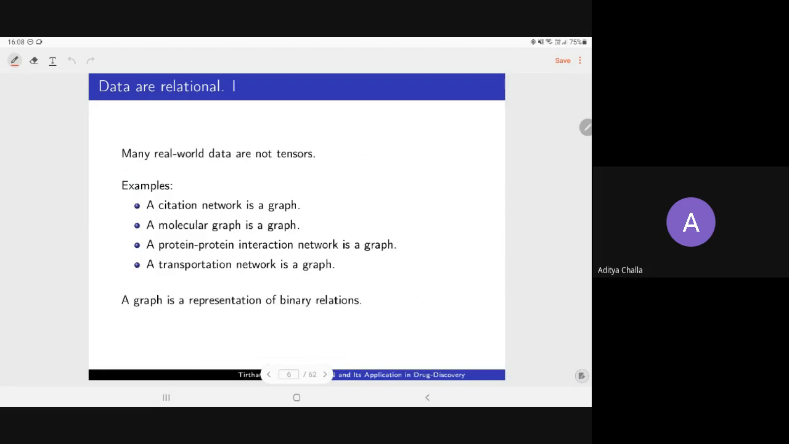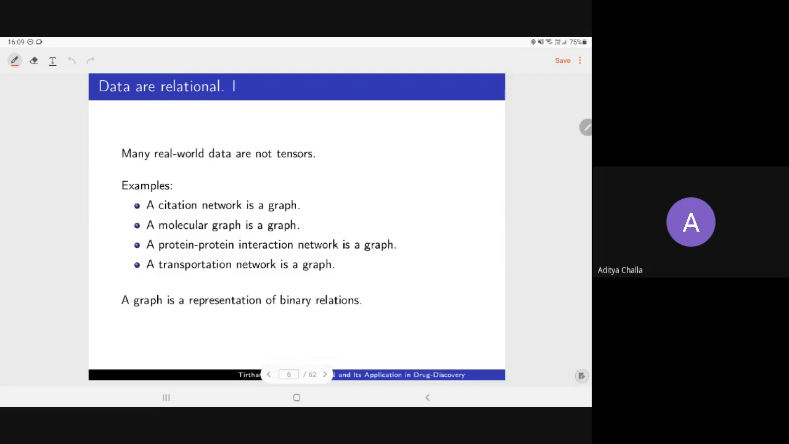Okay, now data are relational. What does that mean? If you notice, many standard deep networks deal with data which are just tensors or grid-like structure, such as images or even text. They are in turn converted to some form of tensor. But many real-world applications do not deal with tensors directly. Instead, what we'll be looking at here is some representation of binary relations, which are graphs. For instance, a citation network or a molecular graph or a protein-protein interaction network, transportation network. So all over the place, there are relational data.